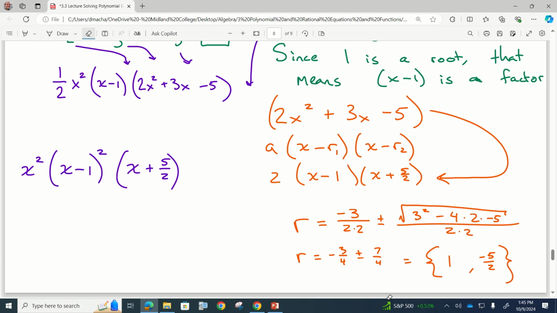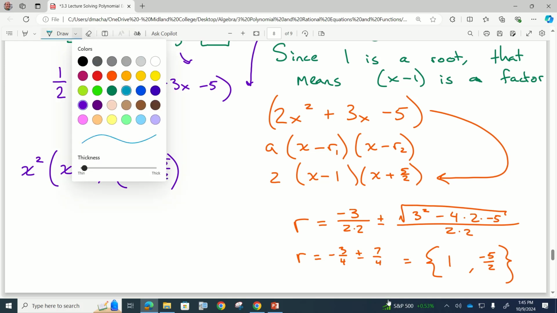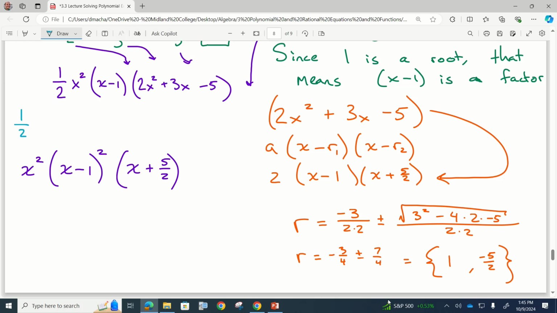There's an intermediate step that I skipped. I'll show you what I skipped over. I could have written 1/2 x squared times x minus 1 times the quadratic part. And the quadratic part is 2 times x minus 1 times x plus 5 over 2.